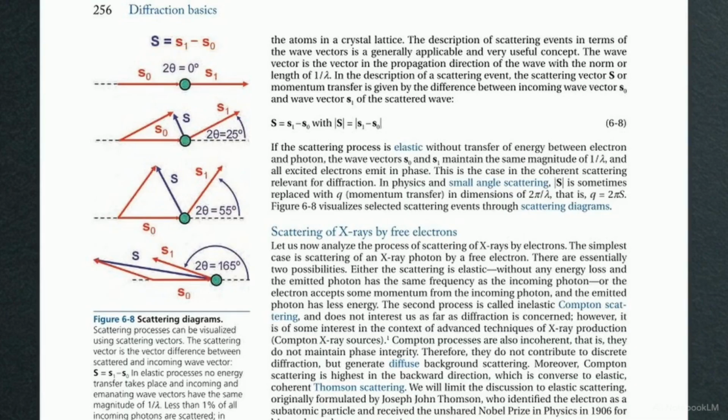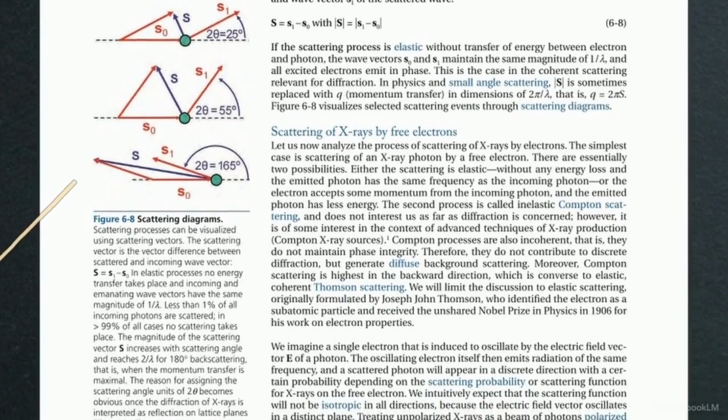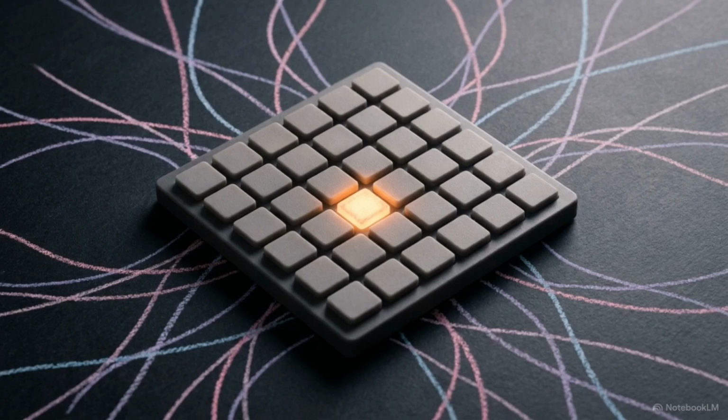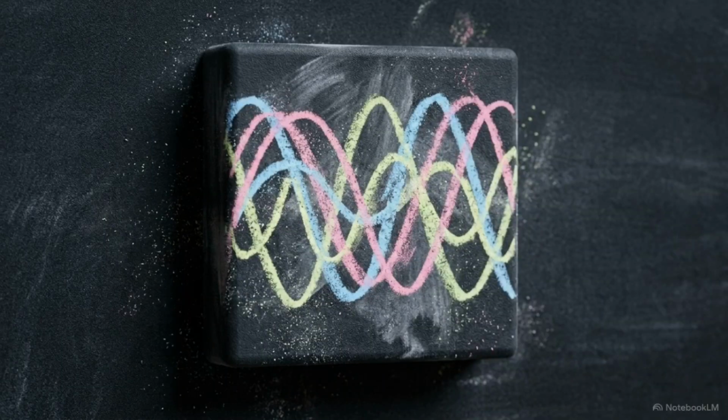We find the scattering vector S by calculating the precise geometric difference between the scattered wave S1 and the incoming wave S0. The length of vector S scales directly with the scattering angle, reaching its maximum possible magnitude during a 180-degree backscatter. Whether a photon actually lands on a detector at one of these specific angles depends entirely on how the partial waves, emanating from the electrons, interfere with each other along the way.